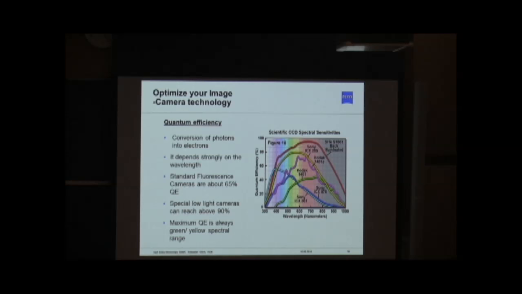So if you have a very dim, let's say, stain, rather put that dim stain somewhere in the green-yellow range and not in the red or the blue range, because the detector is not able to see that very well. So you would have to use a very high laser power or a very high gain in order to see that, and then you would have more noise in your image. So for dim signals, go for green or yellow spectra, because they provide a much better quantum efficiency on your camera or your chip surface.